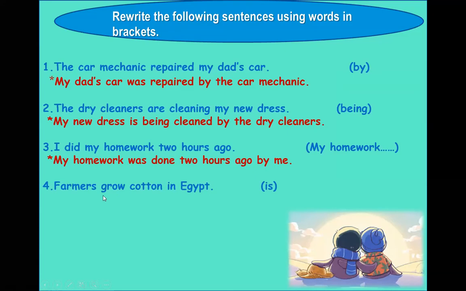Number 4, farmers grow cotton in Egypt. He wants you to use is. In other words, change to passive voice, or change the sentence into passive. I want a new face. I have got 15 here. Not only Hala, Tamer, or Nada Osama, anyone new who can answer it. Try, make mistakes and don't worry. Don't be shy. Answer.